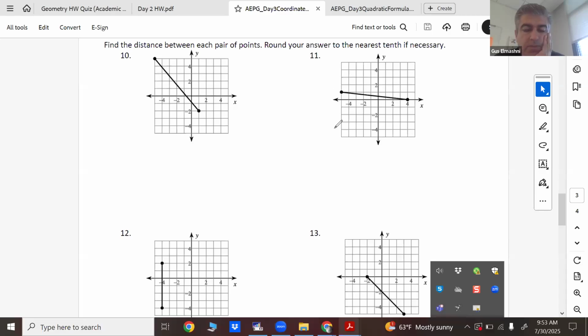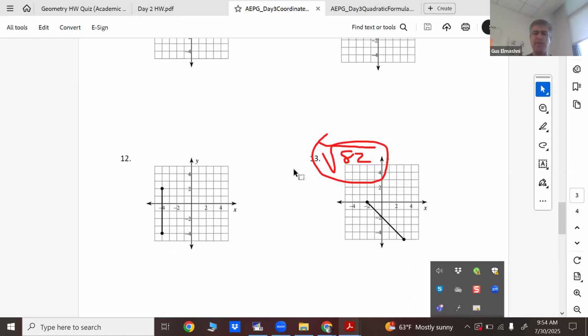D equals root 82. Yeah, I would agree because you had 9 for your horizontal length, 1 for your vertical length. 81 plus 1 is 82. Root 82, I'd agree. So root 82 makes sense for 11. Thank you, Jake. And if you make mistakes, it's okay. I'm not trying to put you on the spot. Just want to help you.